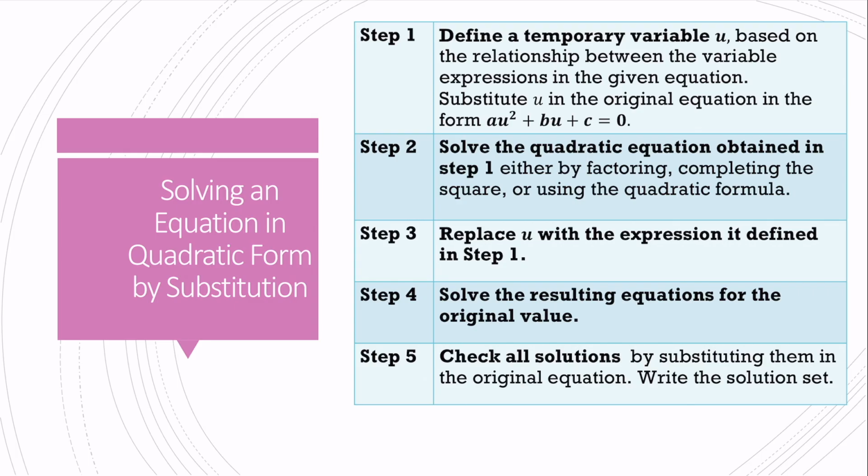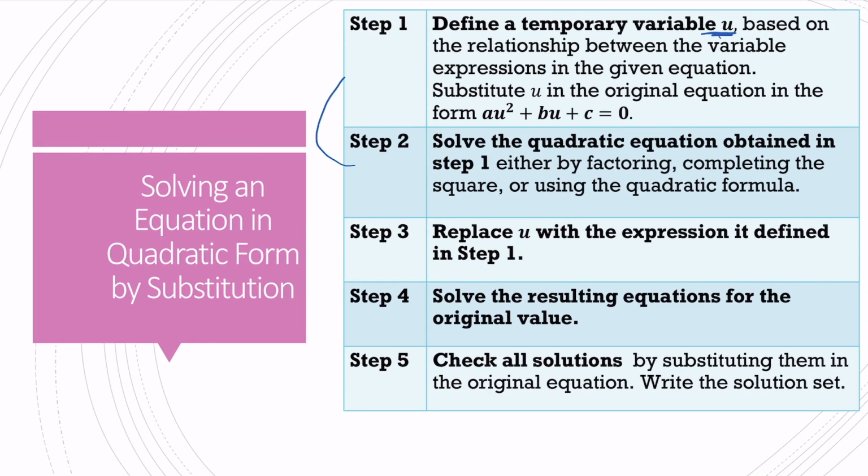So how do I solve an equation that's quadratic in form? The first thing is something we've already practiced. We have to define that temporary variable u and substitute u into our original equation. Then we need to solve the quadratic equation that we found in step 1 for u. And we can do that by factoring, completing the square, or using the quadratic formula. I prefer factoring or completing the square. I know a lot of people love the quadratic formula because it always works. So luckily for you, any of those methods will work.